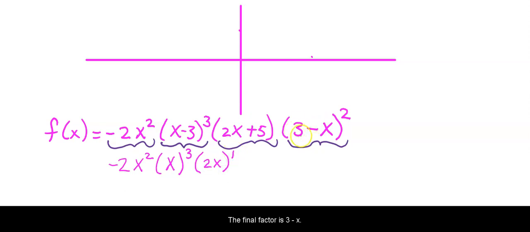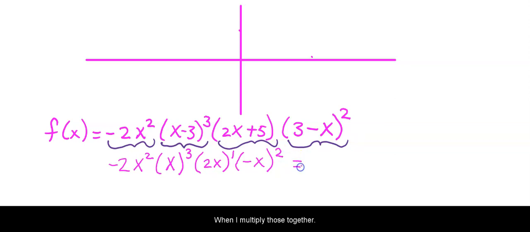The final factor is 3 minus x. 3 is written first, but minus x has degree 1, which is higher than the degree 0 of the 3. So I will take the negative x, sign included, with its power of 2.